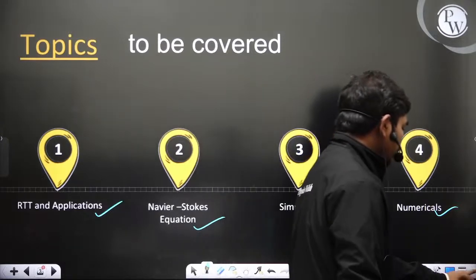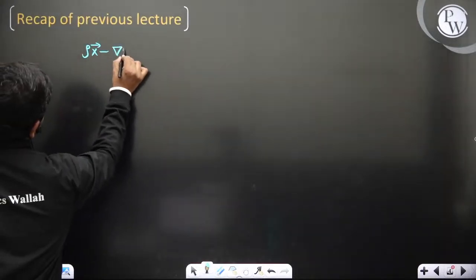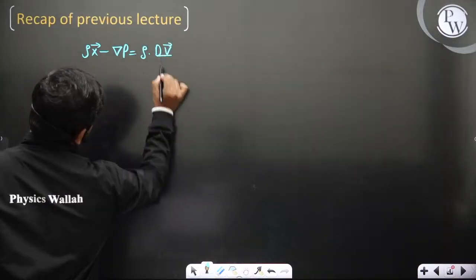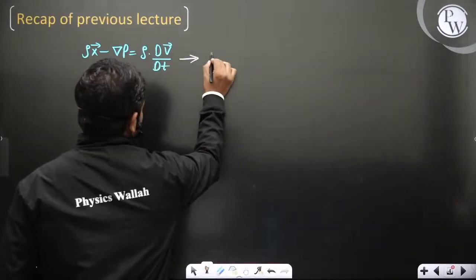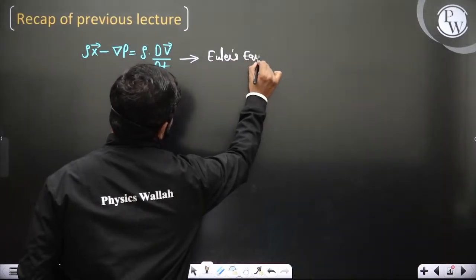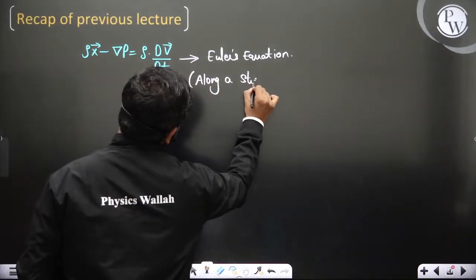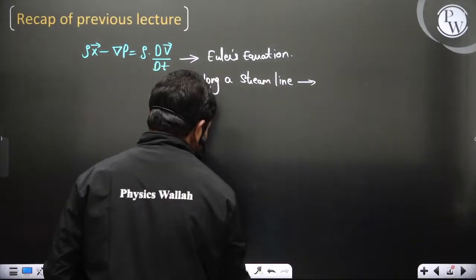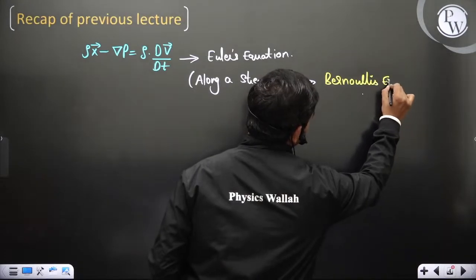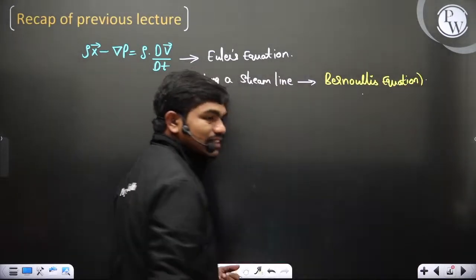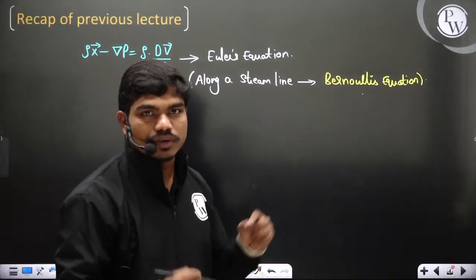Now in the last class, we talked about Euler's equation: rho x bar minus del p is equal to rho times dv by dt. Sorry, this is the Euler's equation. If you apply this Euler's equation along a streamline, it gives you Bernoulli's equation, correct? We have seen the assumptions we made: the flow is steady, incompressible, inviscid, irrotational. Irrotational is a very special case that we have to check before applying Bernoulli's equation.